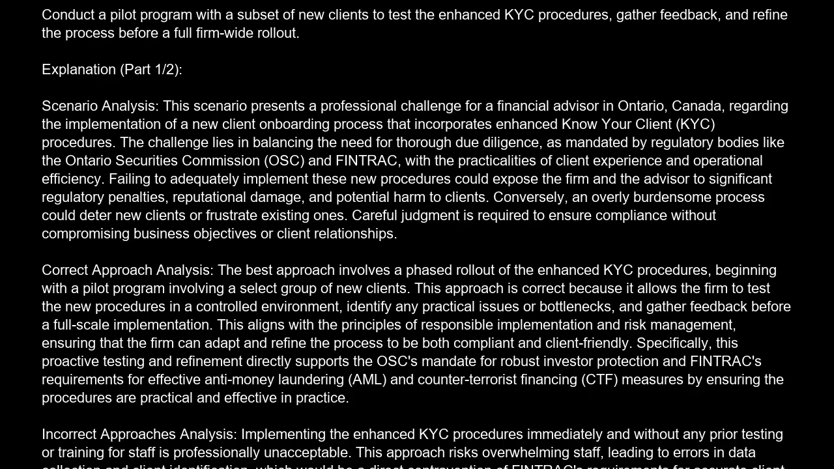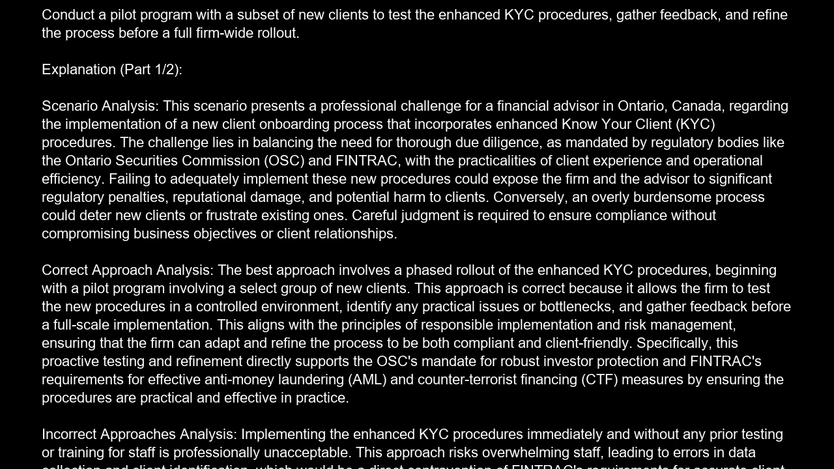Failing to adequately implement these new procedures could expose the firm and the advisor to significant regulatory penalties, reputational damage, and potential harm to clients. Conversely, an overly burdensome process could deter new clients or frustrate existing ones. Careful judgment is required to ensure compliance without compromising business objectives or client relationships.